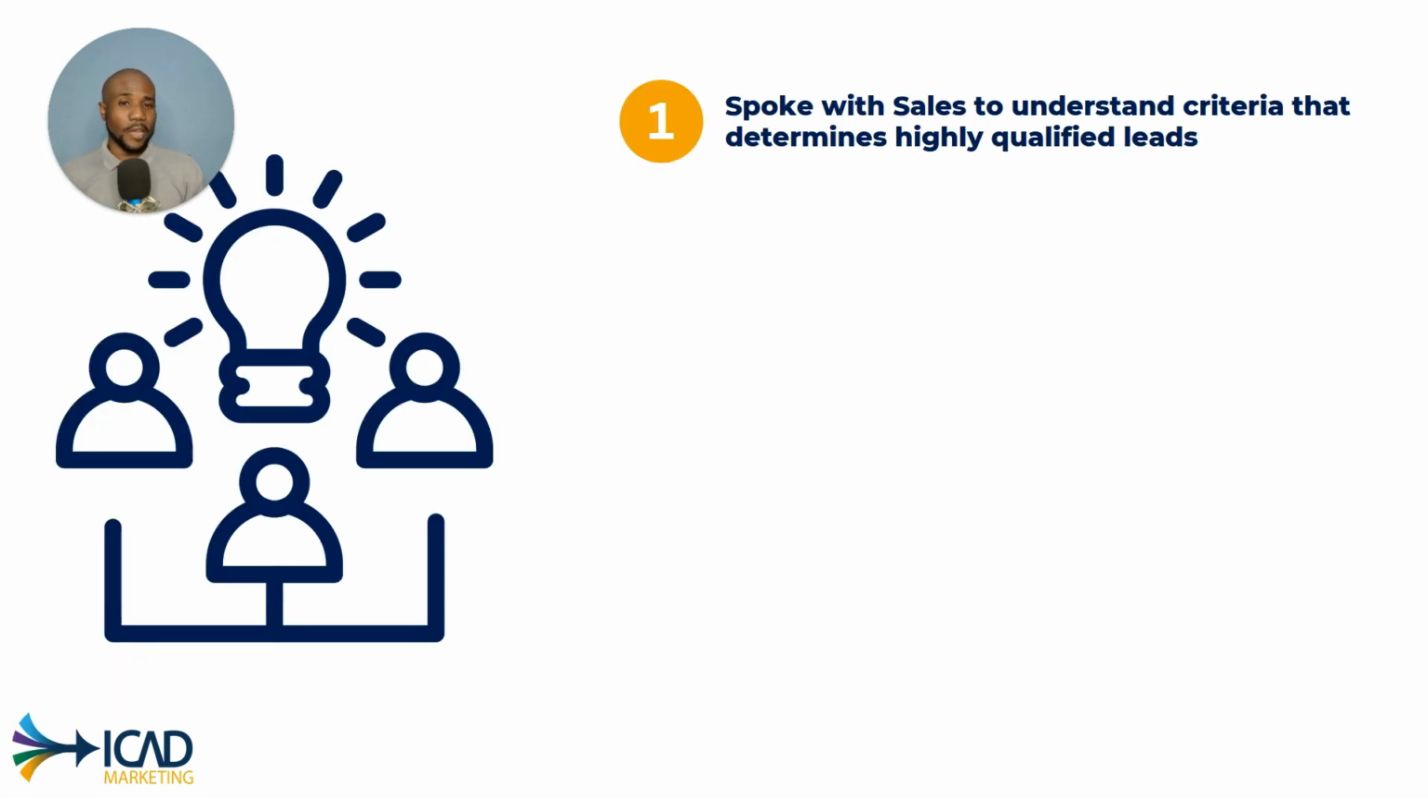Now, the first thing that we did, which we always do when we enter any sort of client engagement, is speak to internal stakeholders. The first thing we did is we spoke to sales to understand the criteria that determines highly qualified leads, based on how they determine them and on past historical data or prospects they would have spoken to, in terms of what makes the best leads for them.